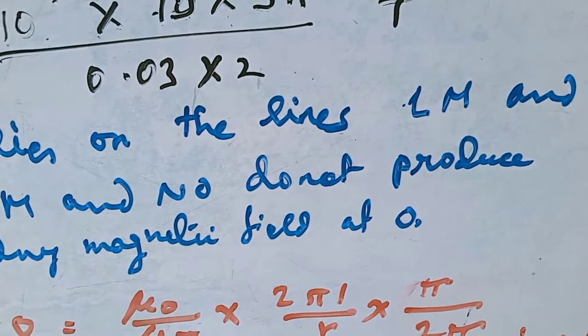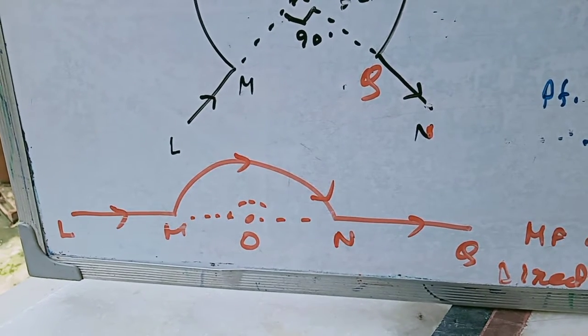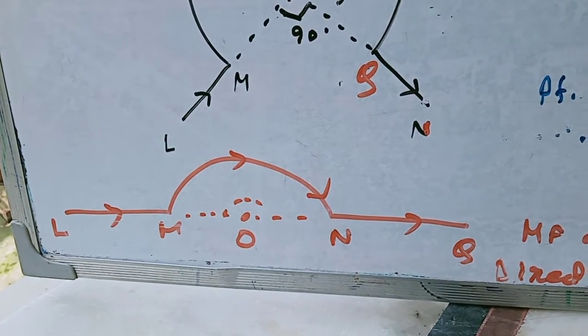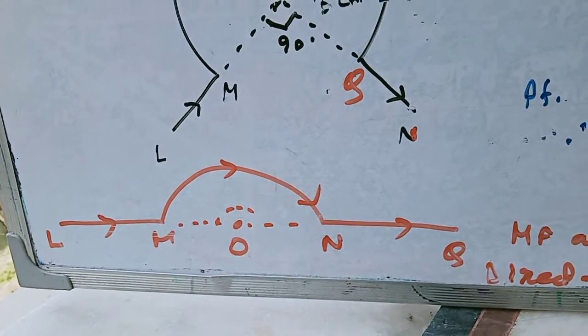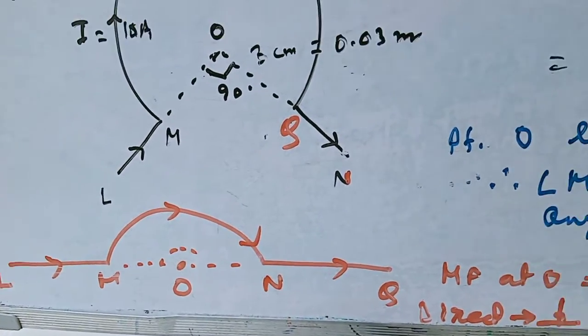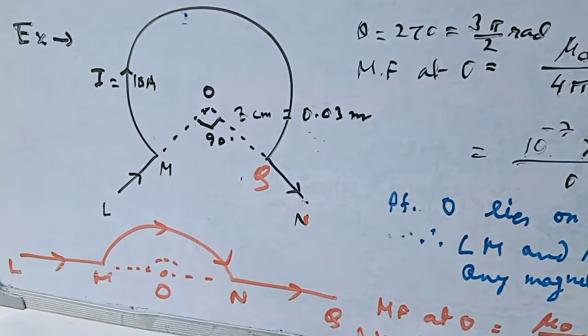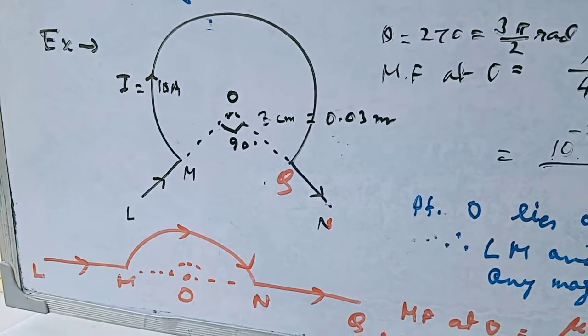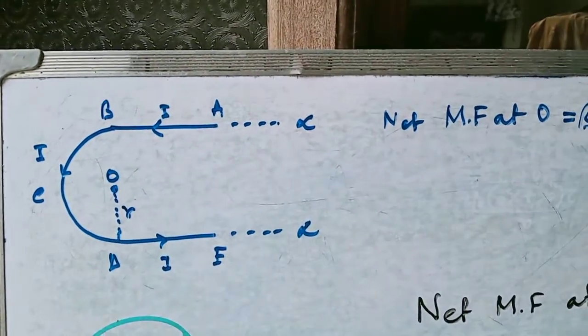Now what will happen if the shape is reversed? That means if it curves in the downward direction, then the magnetic field produced will be perpendicular to the plane of the paper but in the outward direction. Magnitude will be the same. Now let us take another situation, this one.